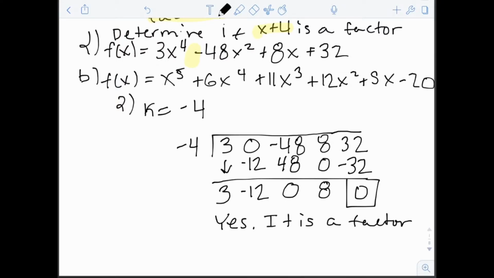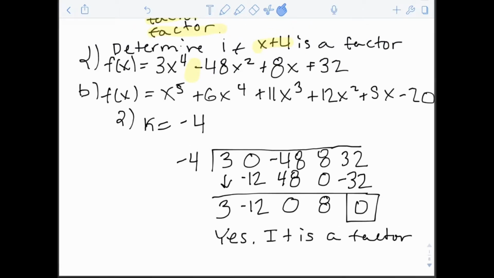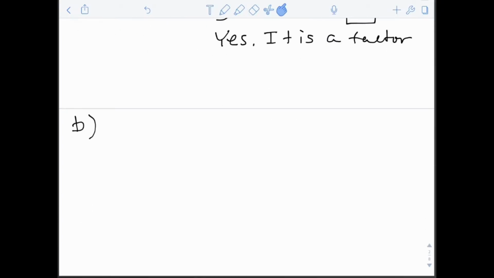All right, let's go ahead and look at part B. So part B, we're dealing with a little bit bigger of a function, but again, we are still dealing with that x plus 4 and determining if it is a factor. So let's set up our part B down here. If we look at it again, we notice that it doesn't look like we need any placeholders, right? We have a 5th degree, 4th, 3rd, 2nd, we have an x, and then we have a constant. So let's set up our synthetic division here.